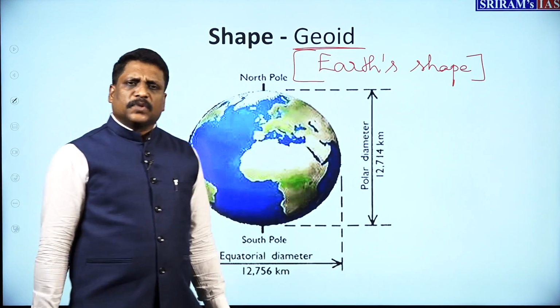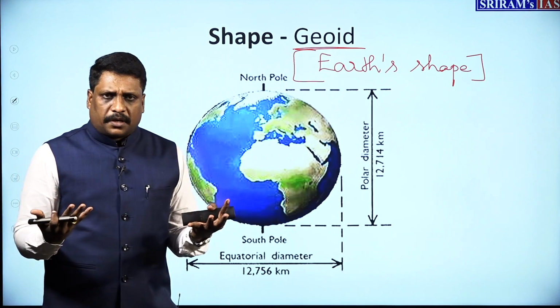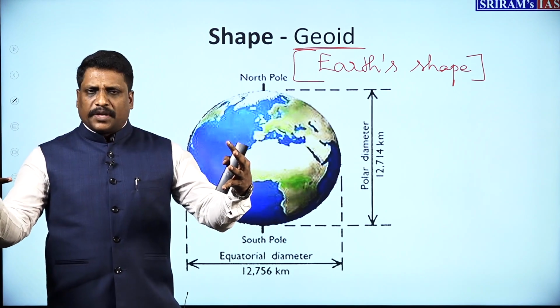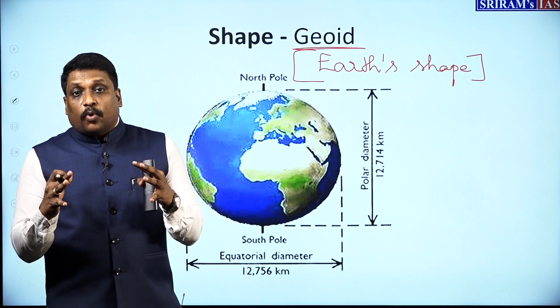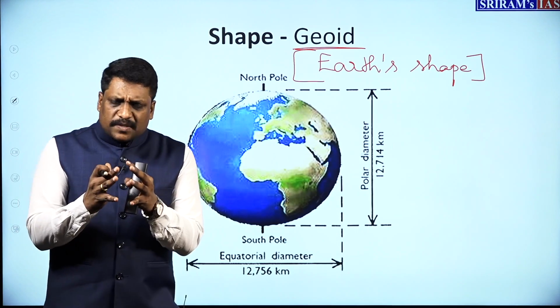Geoid. Okay. If I start describing this geoid, how exactly does it look? We say that this Earth is more like a sphere. Not exactly a sphere. It is more like a sphere. Sometimes they say ellipsoid. But I would say it is more like a sphere.